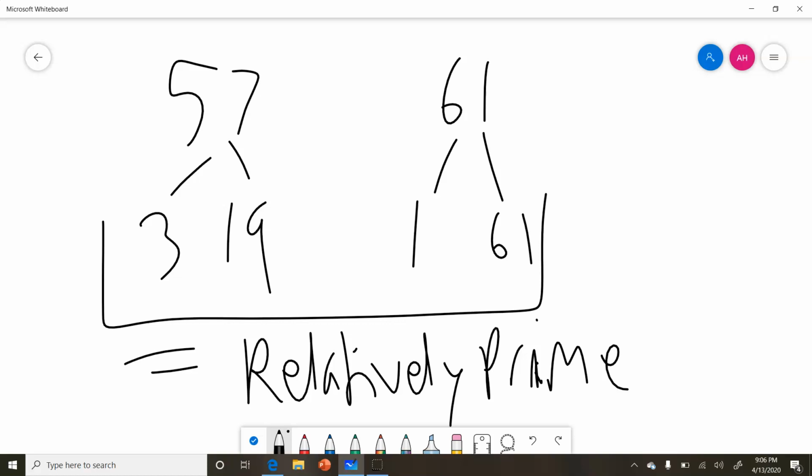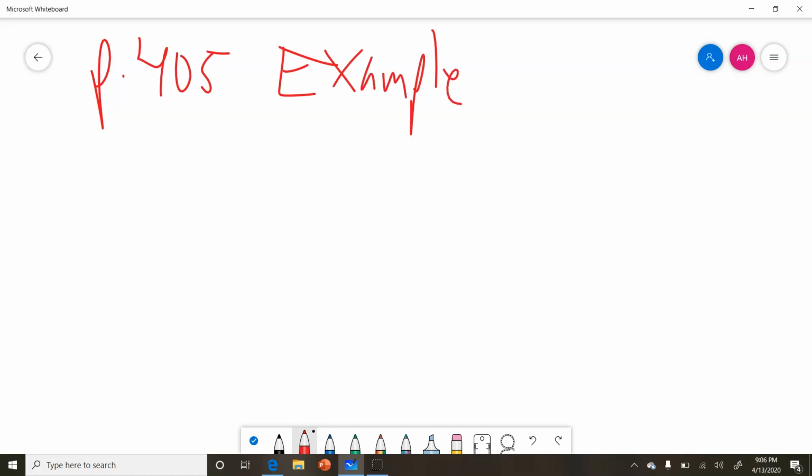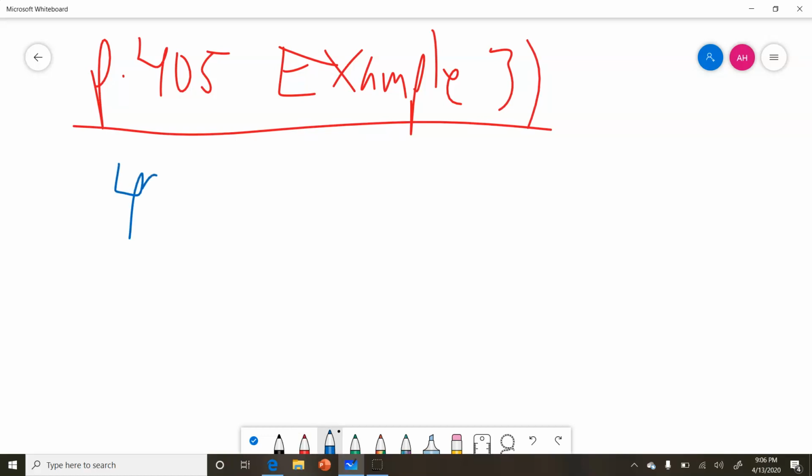So if you're following along in your book, I want you to turn to page 405. So this is page 405, and this is example 3. Okay, 405, example 3. Please follow along. So it tells us to factor 42a cubed plus 14a.